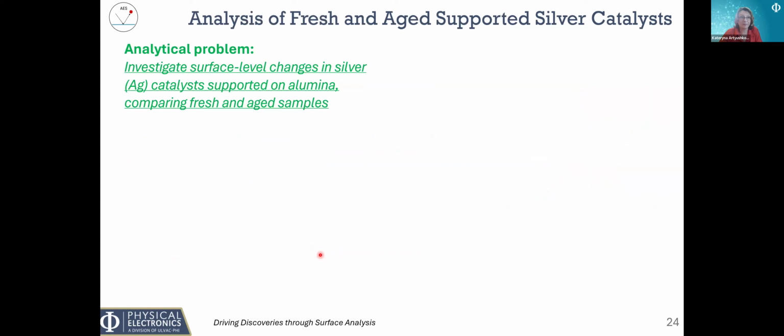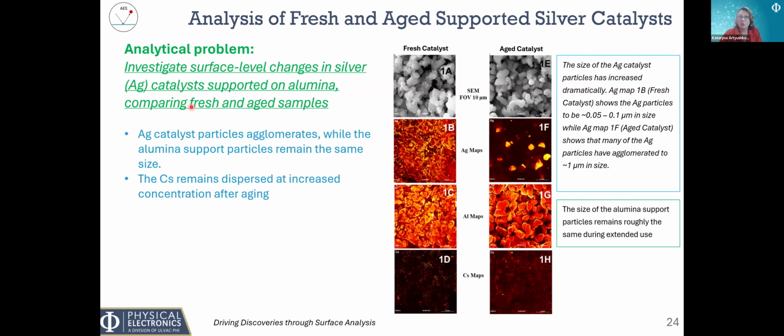Now let's look at our application. In this example, we were looking at a silver supported catalyst on aluminum and trying to understand why there is a failure of the catalyst after aging, after running the test. Auger comes with amazing images, obviously. We have here a SEM image of fresh catalyst and aged catalyst, and we have three Auger maps: silver map, aluminum map, and cesium map. Silver is our catalyst supported on the aluminum, and cesium is often used to increase selectivity.